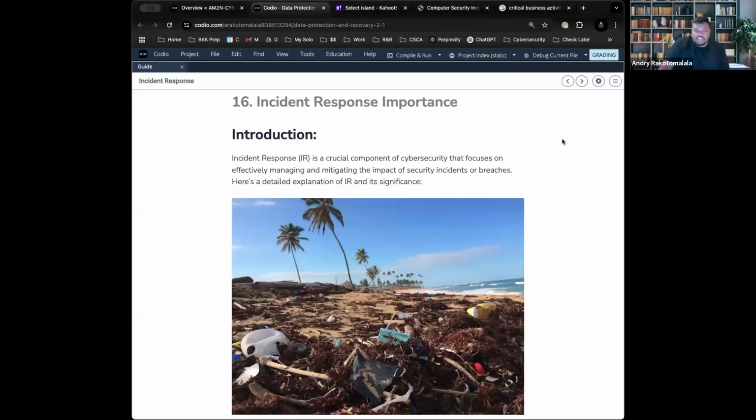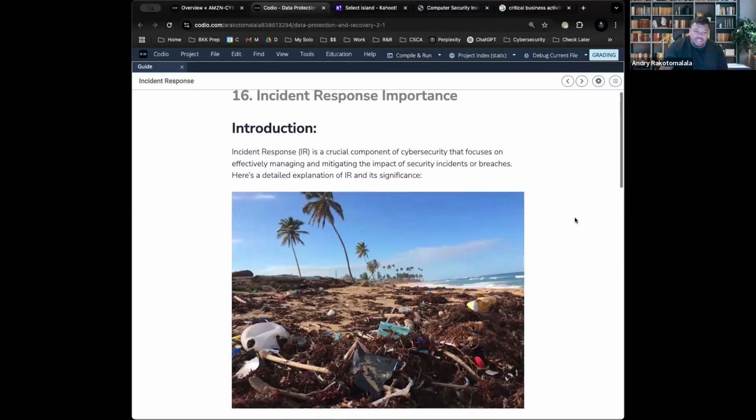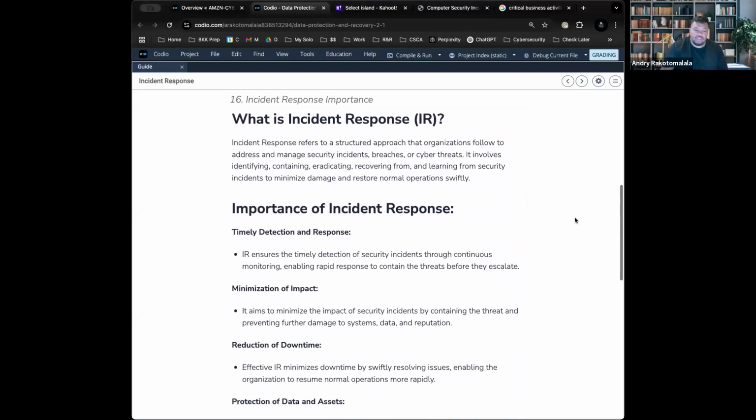Okay, the next topic is incident response. Now, I've talked about incident response before, so we won't spend too much time on these slides. In essence, if there is an incident, whether it's an actual crisis, a breach, or a security incident, you need to have an incident response plan. This is also called an IRP. Anytime you see IR in cybersecurity, you should immediately think incident response.